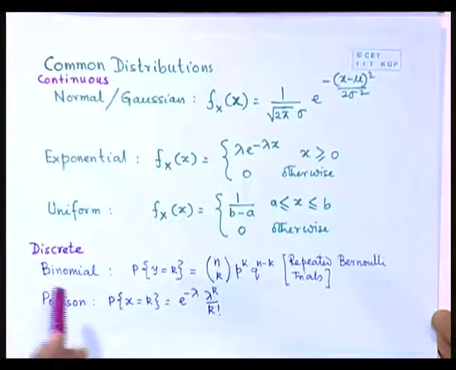There are many distributions which are used in various contexts. For example, in reliability context, people use the Weibull distribution. In communication context, people use the Rayleigh distribution. So, there are various kinds of distributions. I have listed only a few of them.